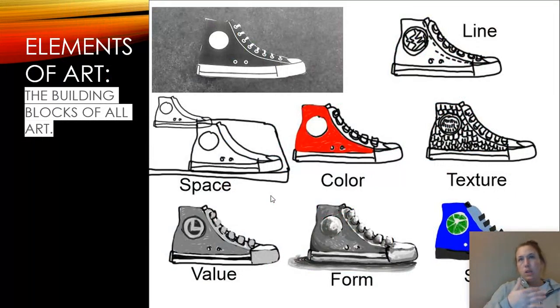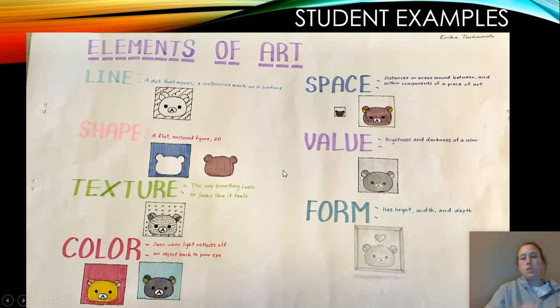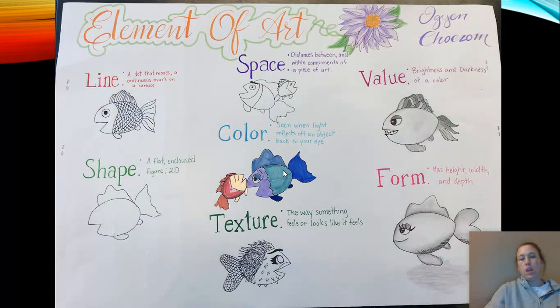So the overall theme in these, though, you should see is that these people all chose one image to represent their elements and kept with that image for consistency. So you can see how the element changes per image. Here our example is a Converse shoe, and that will go throughout. This student used a teddy bear for each one of her elements. This student used a goldfish for each one of their elements. And you can see really good, high quality work.